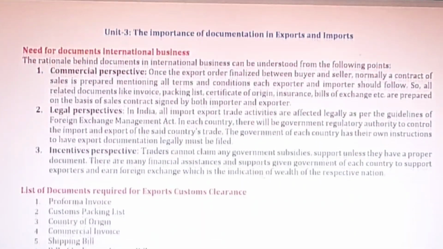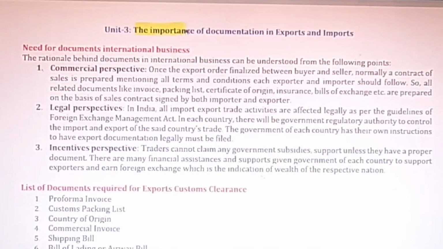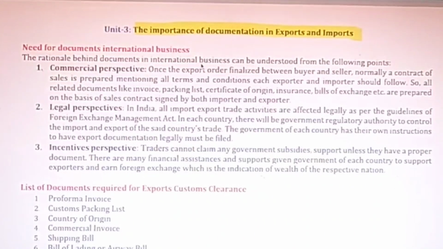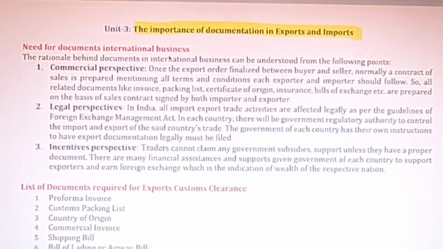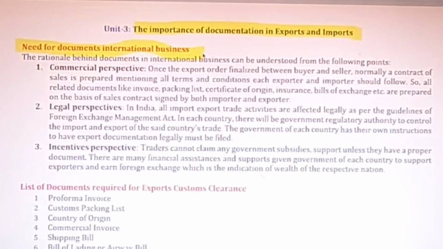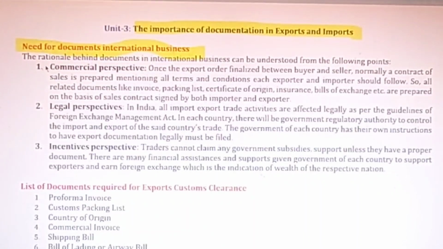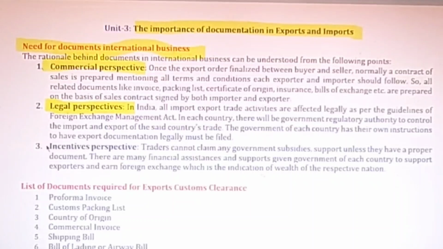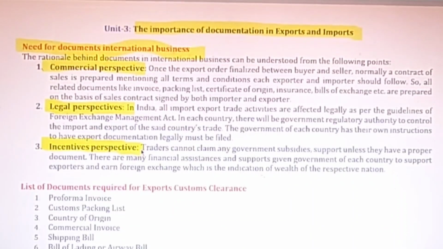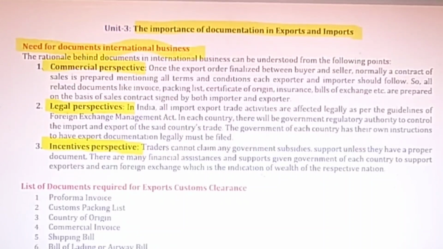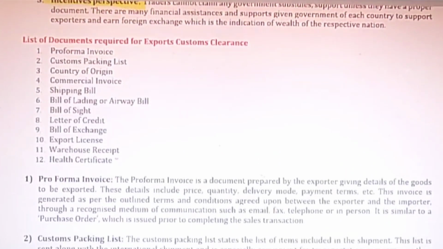Then let's move on to Unit 3, the importance of documentation in imports and exports. A little bit critical topic: what are the documents that are required in the import export business. So basically, first of all, you should read about the importance of these documents. Why do firms need these documents? Basically, for commercial perspective, then some legal factors make these documents very important, and some incentive related factors are there. And to get all these incentives, the documents must be prepared by the importers and exporters.